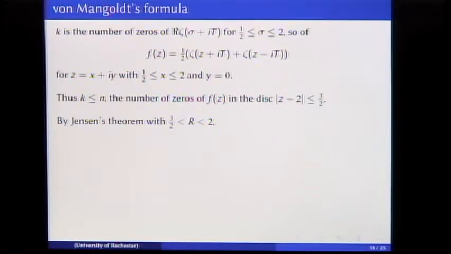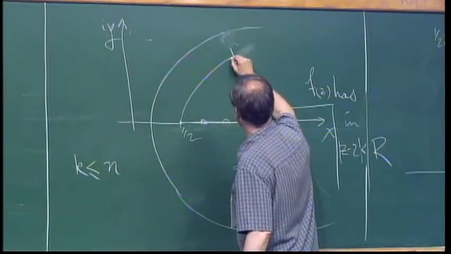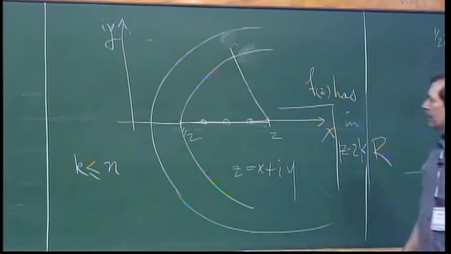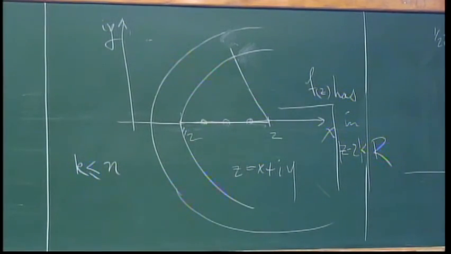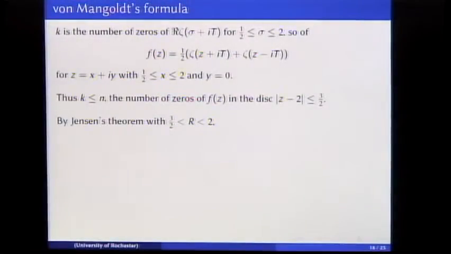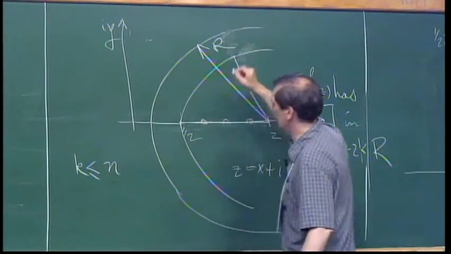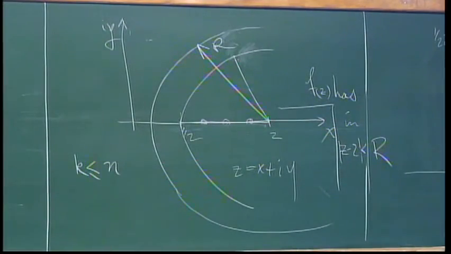Let's see. I drew the wrong disk here. I want a disk that goes out to a half. And then the number of zeros of f in that disk, n, is bigger than or equal to k, which is what I'm interested in. Okay, so now we use Jensen's formula, Jensen's theorem. I'll take a disk of slightly larger radius. So this is the R. And apply Jensen's formula to that.